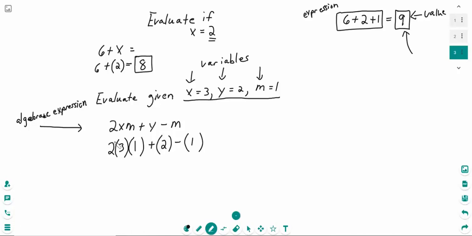And we see there's multiplication involved here. We've got multiplication between these. So let's do those first. So we have 2 times 3 is 6. 6 times 1 is, of course, 6. And then we have our plus. In this case, we can drop the parentheses, plus 2. And then we have a minus 1. So I have a 6 plus 2 is an 8. 8 minus a 1 is a 7. So we have our solution, or our value for this algebraic expression. It's going to be equal to 7. That's the value of the expression.